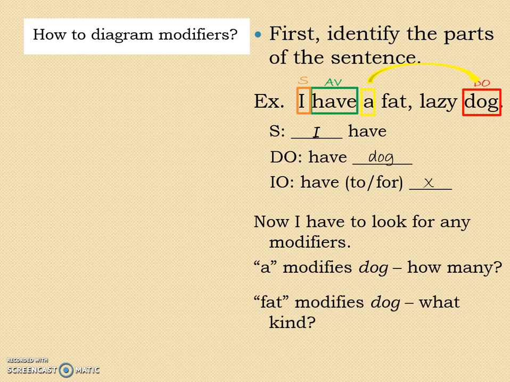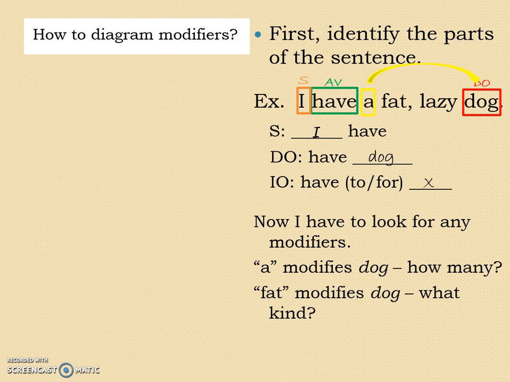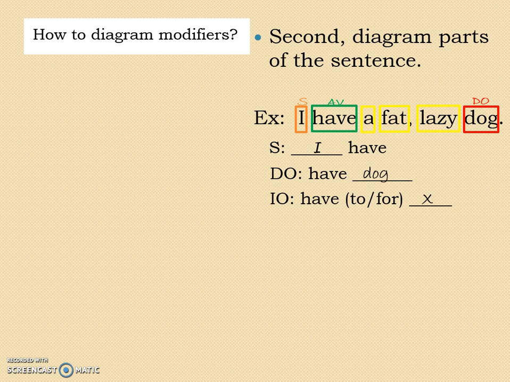Next, we move on to the word fat. Fat is modifying dog by telling me what kind of dog I have, a fat one. So we will box in fat with a yellow box, and we will draw an arrow from the word fat to the word dog. Last but not least, we have the word lazy. Lazy is also modifying the word dog by answering the question, what kind? So we will box it in yellow to indicate it is an adjective and draw an arrow from lazy to dog.